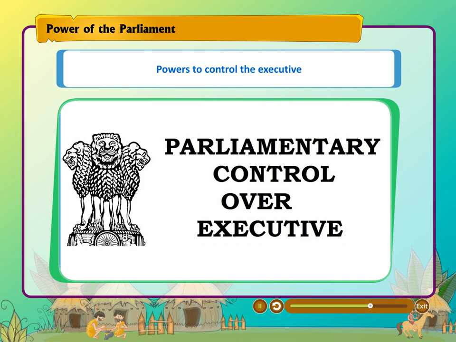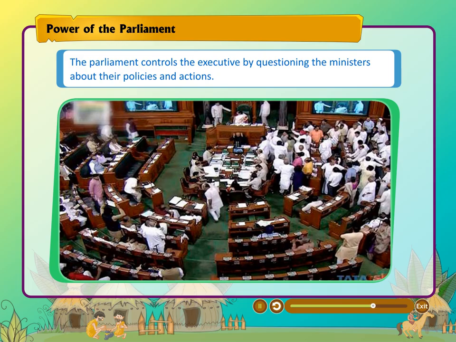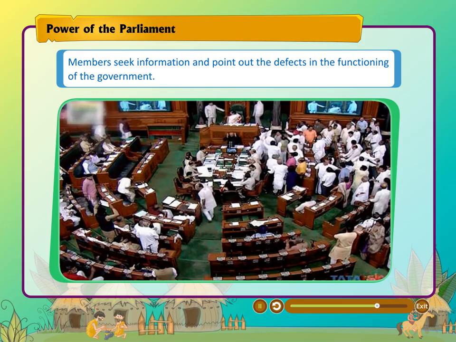Powers to control the executive. The Council of Ministers is collectively responsible to the Parliament apart from the individual responsibility of each minister. The Parliament controls the executive by questioning the ministers about their policies and actions. The ministers are questioned by the members during question hour in both houses regarding the policies and programs of the government. Members seek information and point out the defects in the functioning of the government.